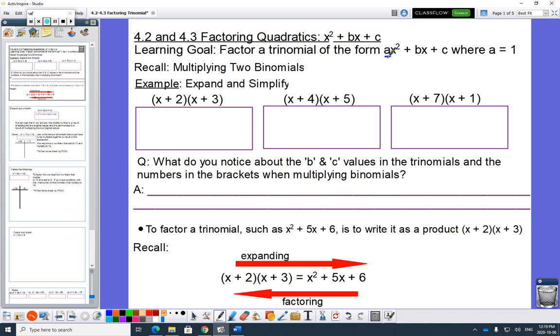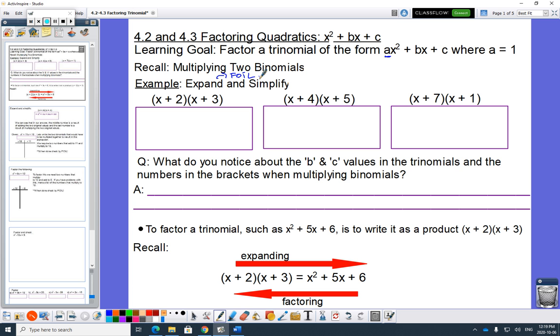Okay? So when you expand, that means FOIL. So like I said in 4.1, you can expand or use FOIL in every single kind of factoring to check your answer. So you can expand, and then factoring is the reverse. So when we factor, then we'll use expand as our check.